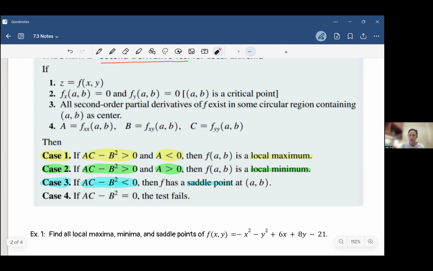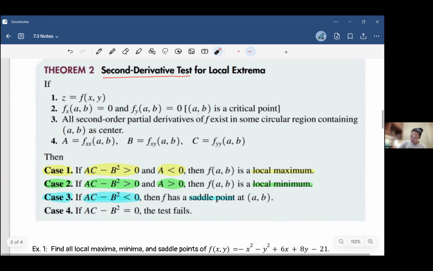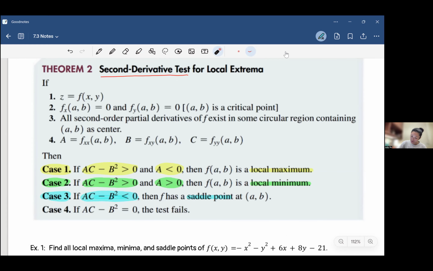There is a 4th case, and I just want you to know what it is. If you plug your second derivatives into this formula and you get 0, honestly, all that tells you is that the second derivative test fails. So we don't have enough information. We don't know if it's a local maximum, a local minimum, or a saddle point. But we are going to be focused on the first 3 cases. So the questions we will work through, and the questions in your homework, should all be ones where you don't get 0 out.